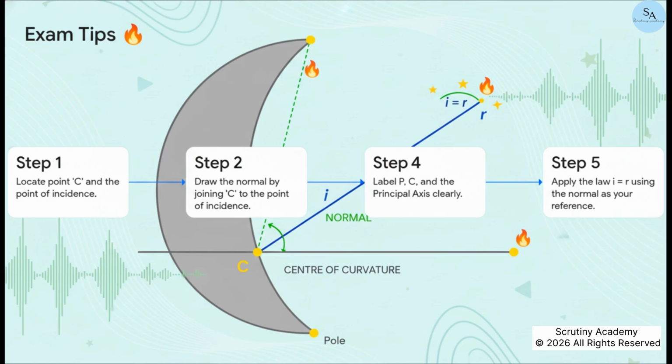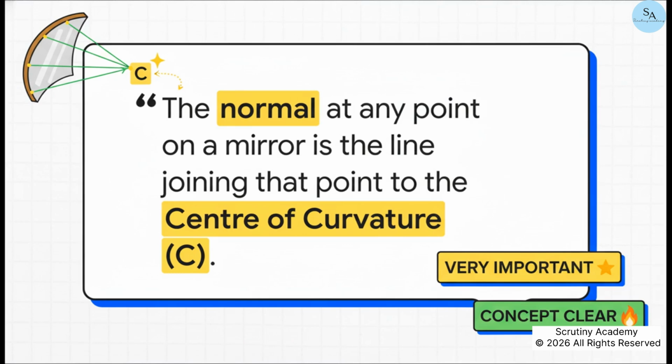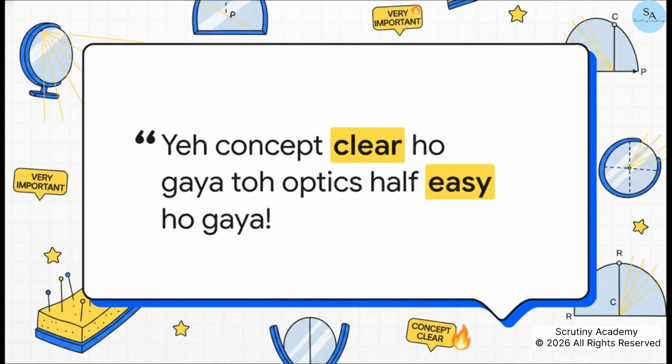as your reference. Look, if you remember only one single thing from this entire explainer, please let it be this golden line. Write it down, memorize it, understand it. The normal is just the line from the point on the mirror to the center C. That's it. That's the entire secret. And there you have it. Seriously, if you've truly understood this one concept, believe me, the rest of optics is going to feel so much easier. You've just built the perfect foundation for yourself.